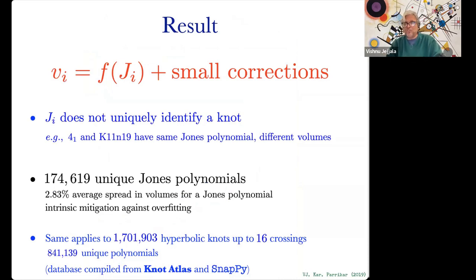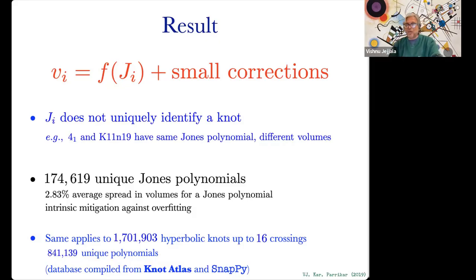The small corrections arise because the Jones polynomial does not uniquely identify a knot; you have different knots that have the same Jones polynomial with different volumes for their knot complements. When this happens, the average spread in the volume is about 2.5%, and the neural network has that same error. So it does roughly as well as can be expected on this data set.